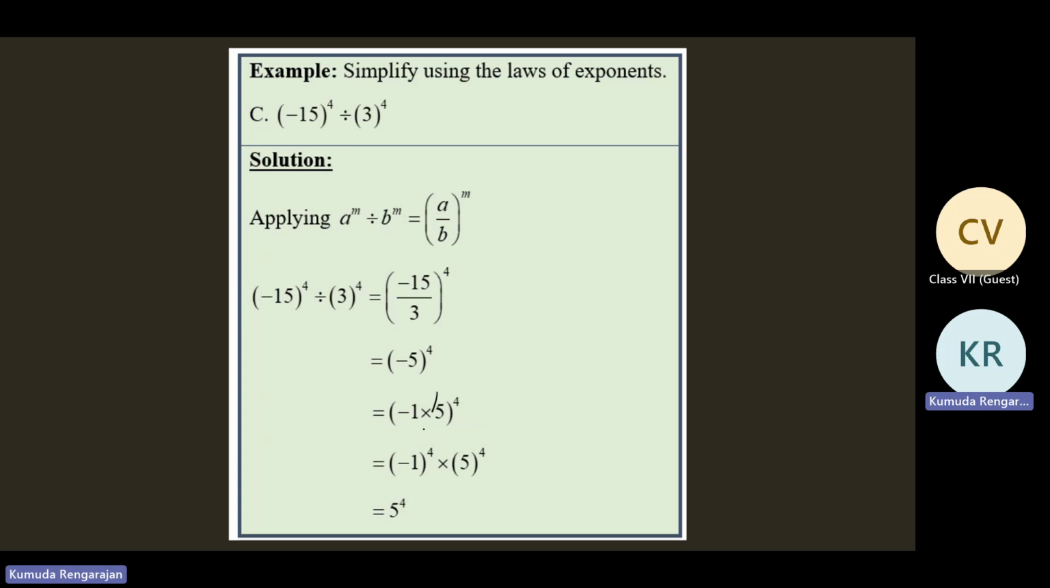So after this, I'm saying you don't show these steps. I'll explain this later. This is not wrong. You can just finish it like this: minus 5 into minus 5 into minus 5 into minus 5, which is plus 625. That's all. Okay?